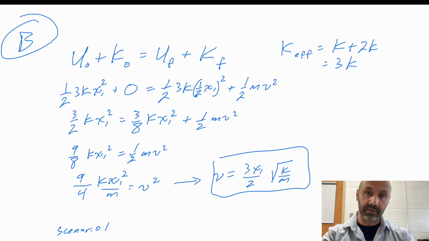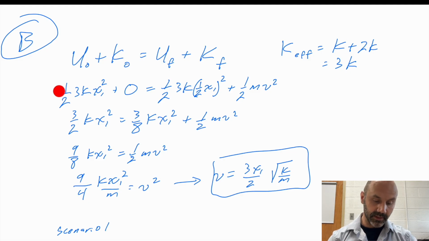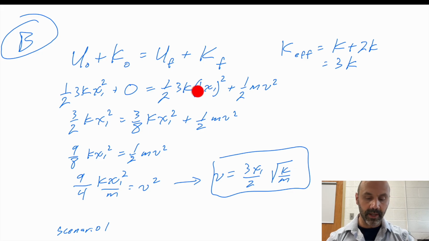It's basically like having springs in parallel, and so the effective spring constant is 3K. It's just K plus 2K. We get 3K, so the total potential energy is 1/2 3K x1 squared. No kinetic energy in the beginning. At this point where it's halfway, it's 1/2 3K (1/2 x1) squared plus 1/2 mv squared. We don't know v. In fact, v is what we're looking for. We just leave the m in there.